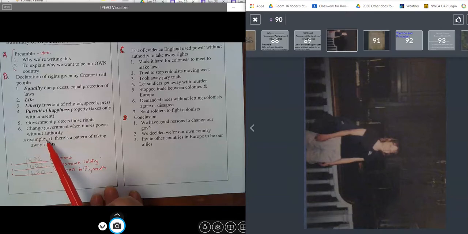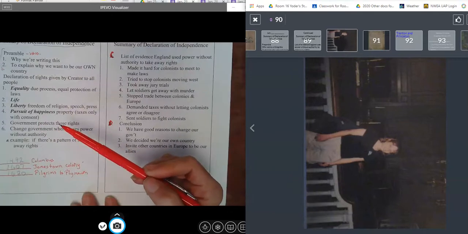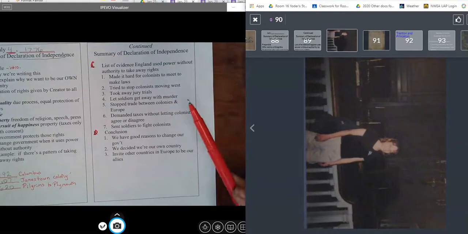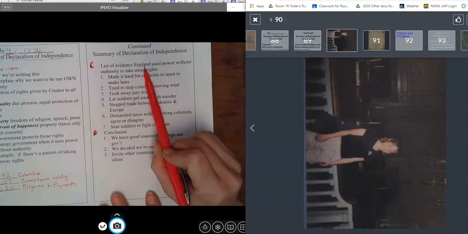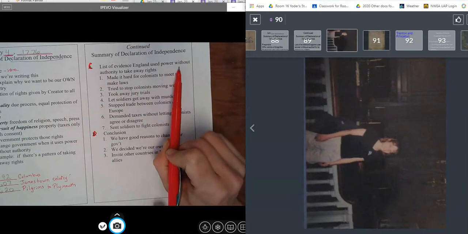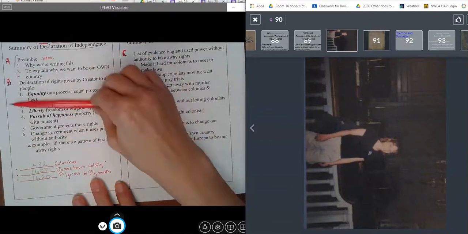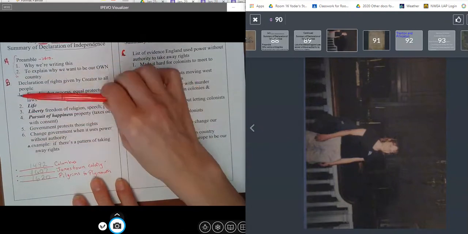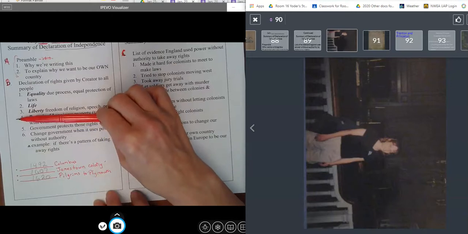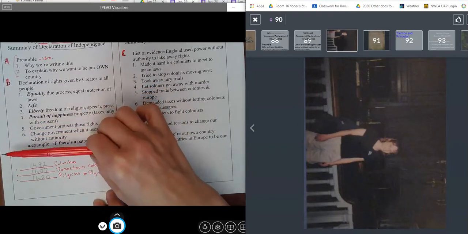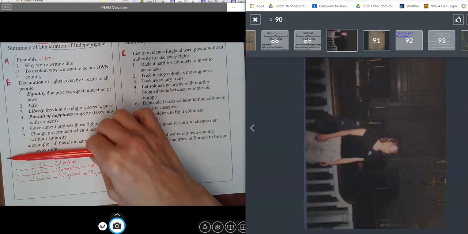And the example that they use is if there's a pattern of the government taking away individuals' rights. With that as the basis, then, they wrote into the Declaration of Independence a list of all of the evidence that England had been using its power without authority. So they said, all right, first of all, here's what we think should happen. These are rights that should not be taken away. If the government takes away those rights, we think people should change the government.